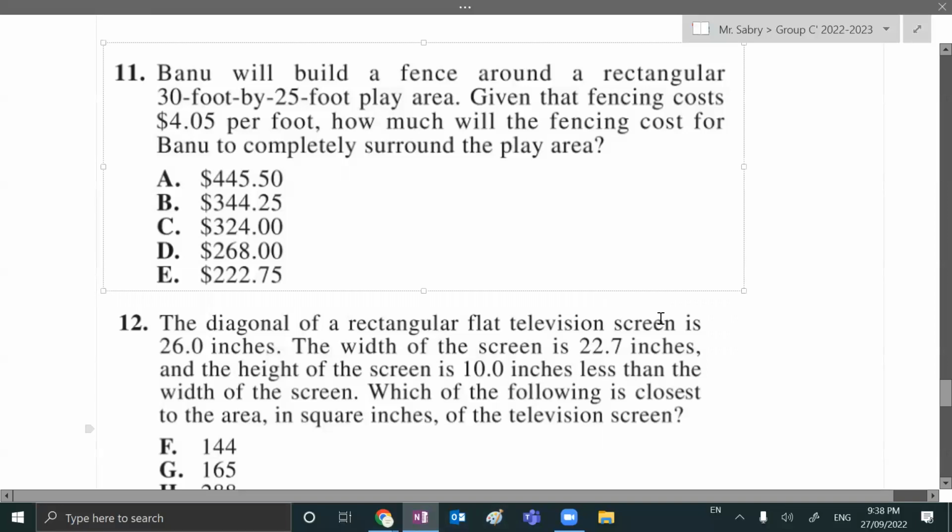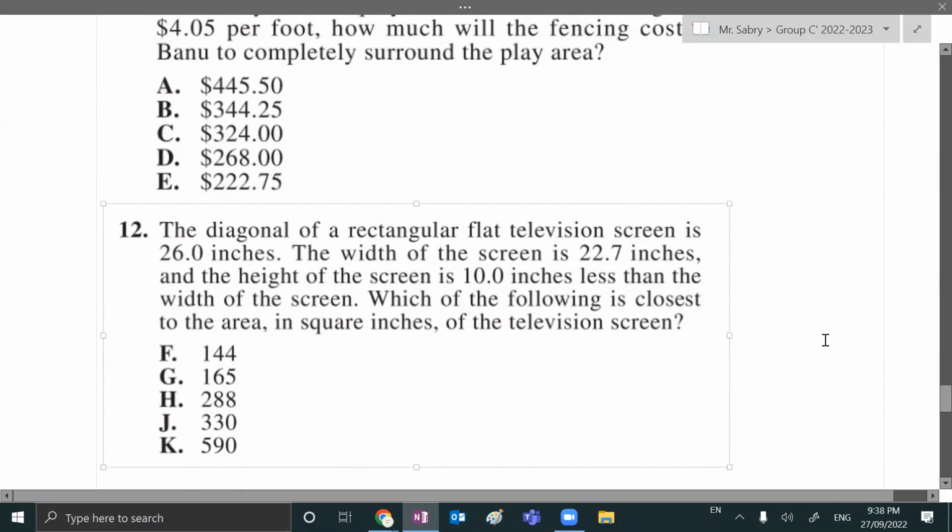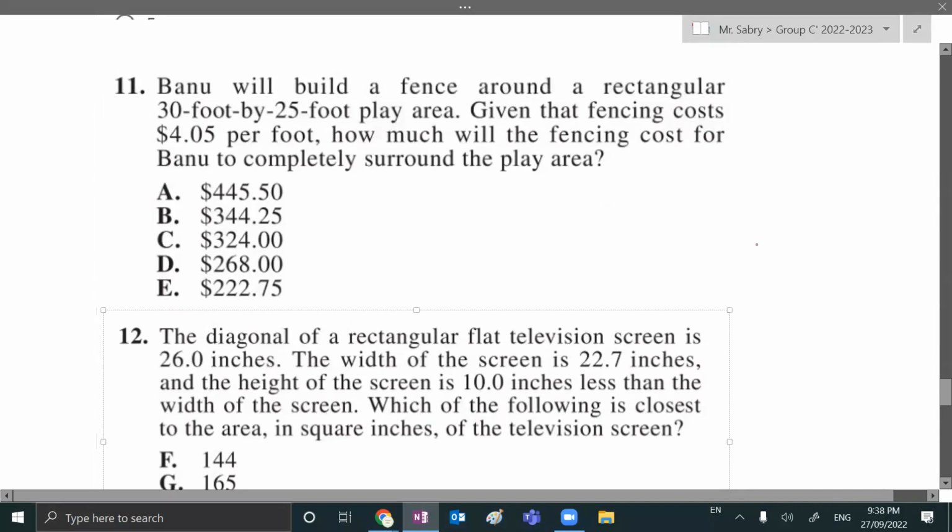So let's start with the first one, and remember this is a geometry question. It says here, Banu will build a fence around a rectangular 30-foot by 20-foot play area. So it's a rectangular field that looks like this, and you're given the dimensions of it. So you're given that this is 30 by 25.